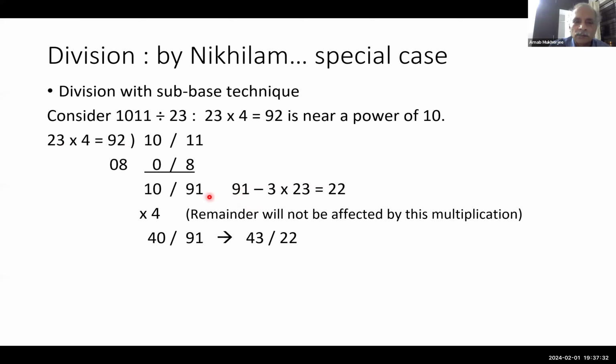So within 91, there are 3 numbers of 23 fitted, and 22 becomes my remainder. So these 3 contribute, and another thing, by multiplying something by 92, if the 10 becomes my remainder, had I divided by 23, obviously 40 would have been my quotient, not remainder, quotient.